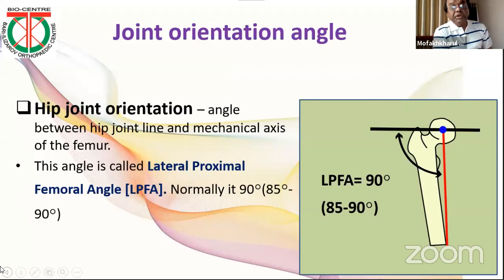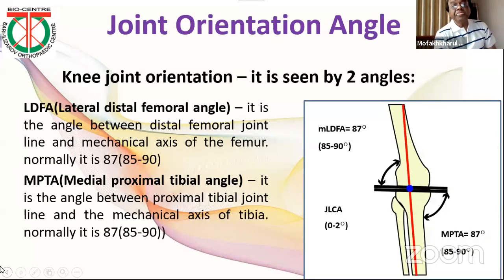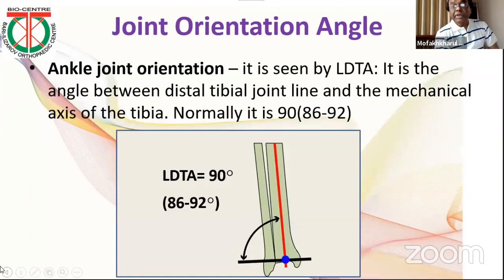If you take the hip joint orientation angle, the angle between the hip joint line and the mechanical axis of the femur, this is on average 90. So here you can see joint orientation angle, knee joint orientation, LDFA, MPTA. These are the very important things, LDFA and MPTA and JLCA, joint line convergence angle, 0 to 2 degrees. To keep it in your mind, you must know the four angles. I told you before, these are the angles, four angles, 90, 87, 87, and 90, LDTA 90.